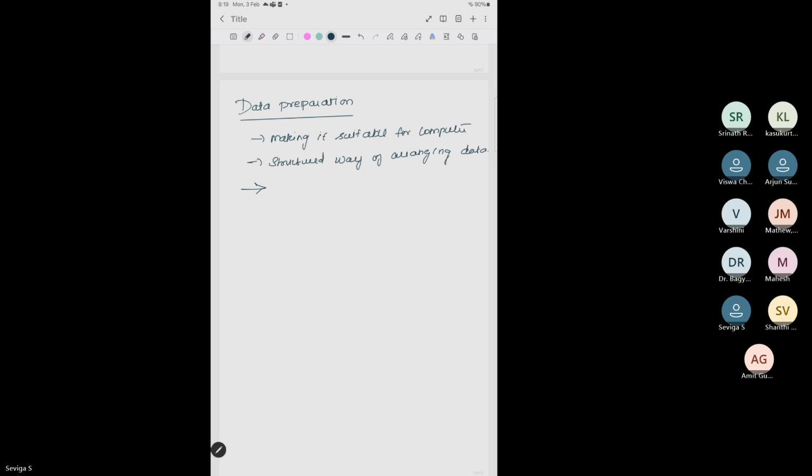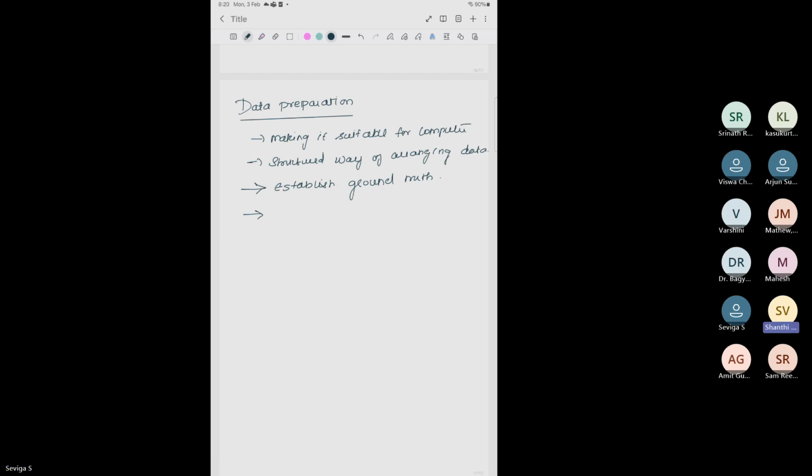To establish ground truth. Sorry, sir, your voice is low. Can you be louder? To establish ground truth. Okay, to establish ground truth. Any other thoughts? Anyone would like to try?